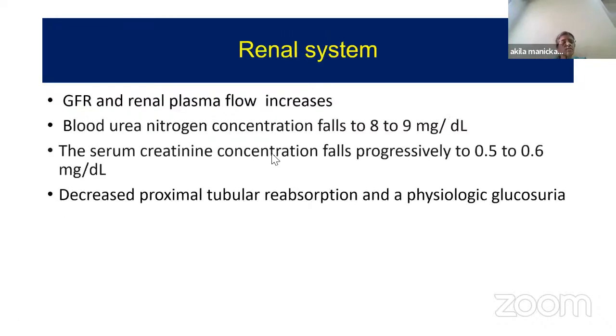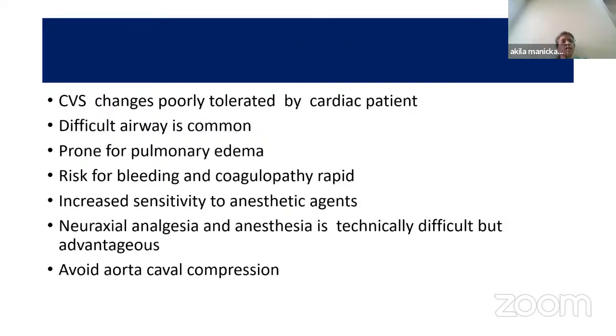And now when you look at the renal system, the renal plasma flow increases, and your filtration rate is also more. So a serum creatinine of 0.5 to 0.6 milligram per deciliter is normal. Any value more than this indicates that the patient has gone into acute renal failure. And these patients have some amount of physiological glucose in their urine, and diabetes should be screened only based on your oral glucose tolerance test and not based on the urine sugar values.